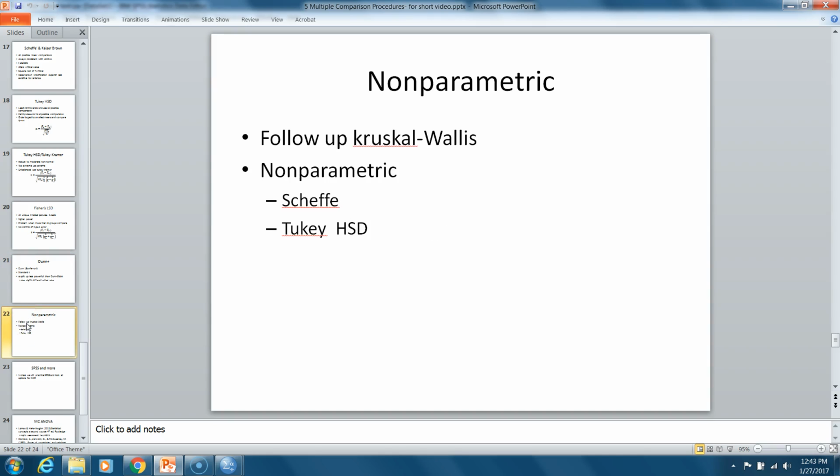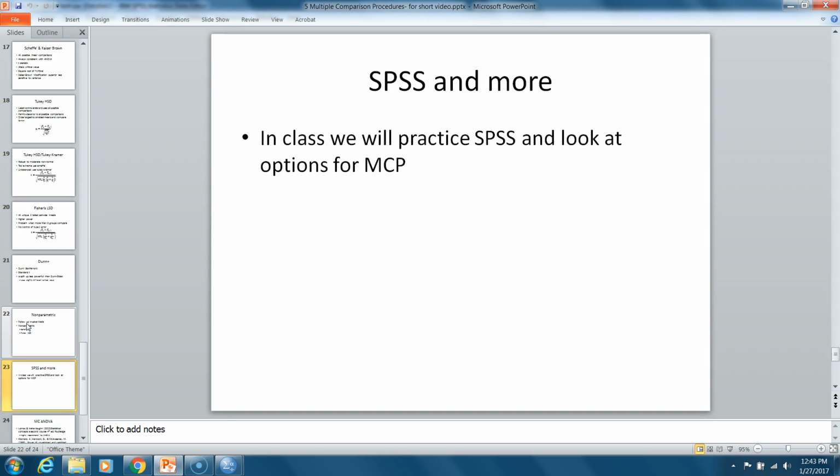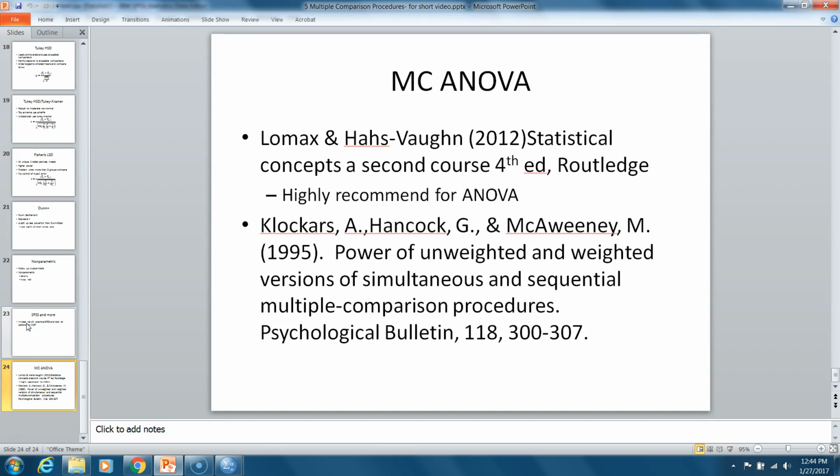There are non-parametric methods that we can use and their equivalents. I'll let you play around with SPSS with those for class. Just so you know that they're available, you can follow up with the Kruskal-Wallis test for a non-parametric test, and those have a Scheffé and Tukey equivalent. In SPSS, I show you those examples, and this is our textbook.